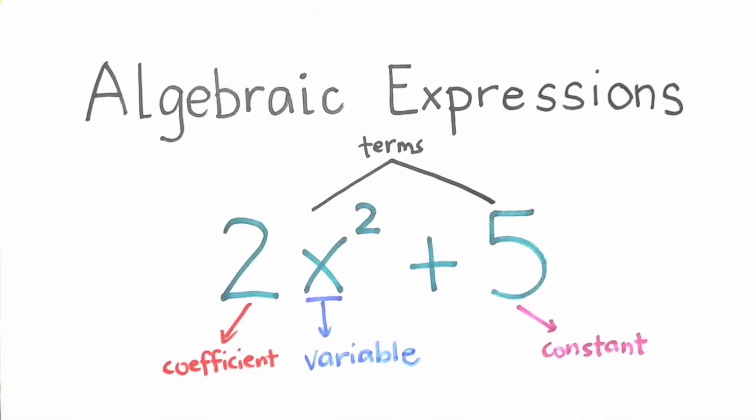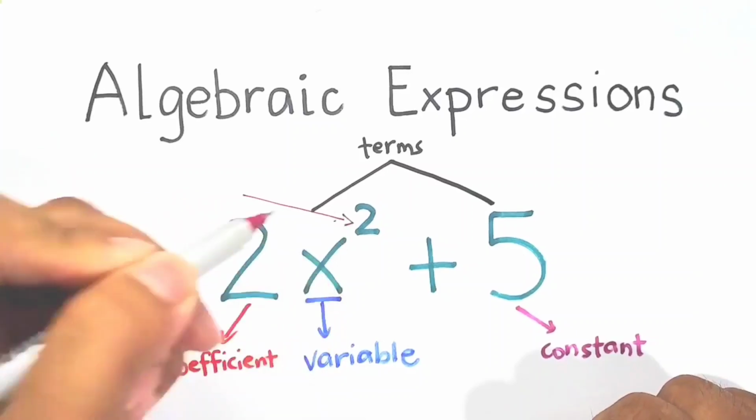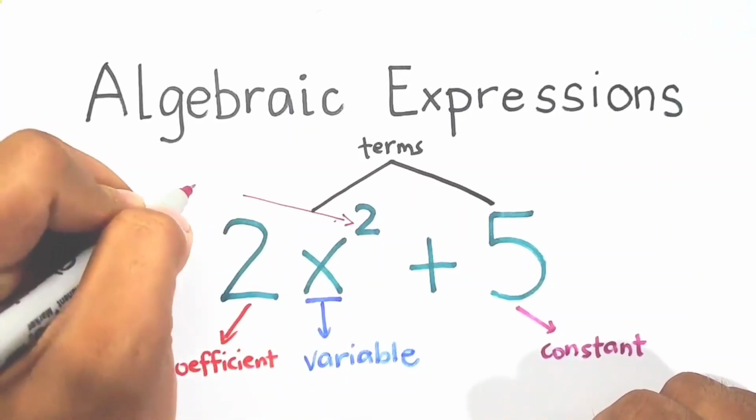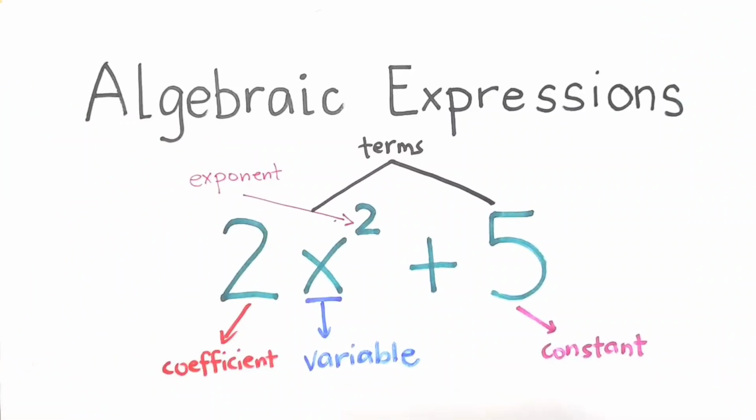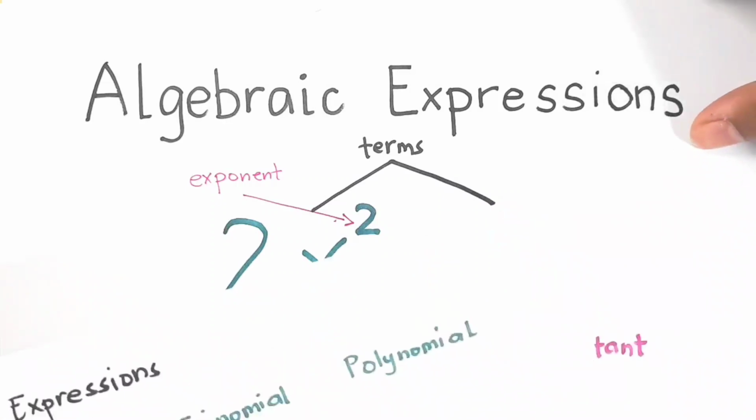So aside from that, meron din tayong tinatawag na exponent. This number here at the top of the variable, on the upper right of the variable, is your exponent. So these are the different parts of any given algebraic expression. In the next part of our video, we will talk about the different types or kinds of algebraic expressions.